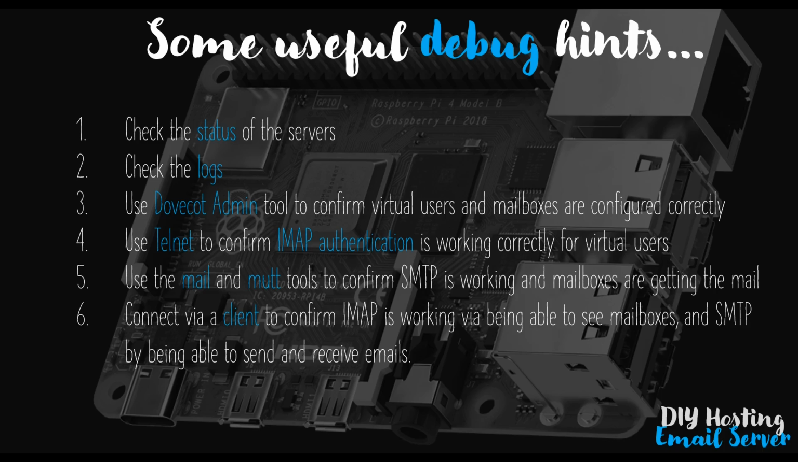And number 5 is using the mail and MUT tools to confirm that SMTP is working correctly and that mailboxes are also configured correctly and are picking up emails. So mail and MUT allow us to send and view emails very easily from the command line, and it's a great way of checking internally that SMTP is working. It again starts ruling out possible points of failure when you're trying to debug things with SMTP.